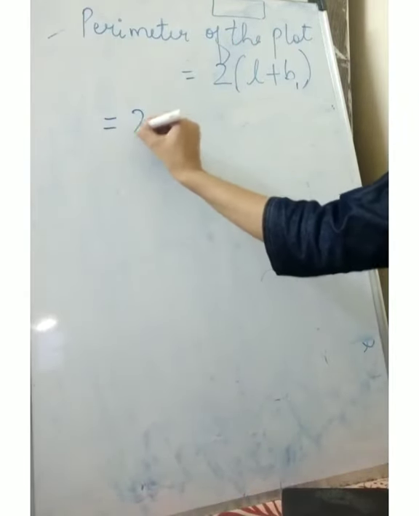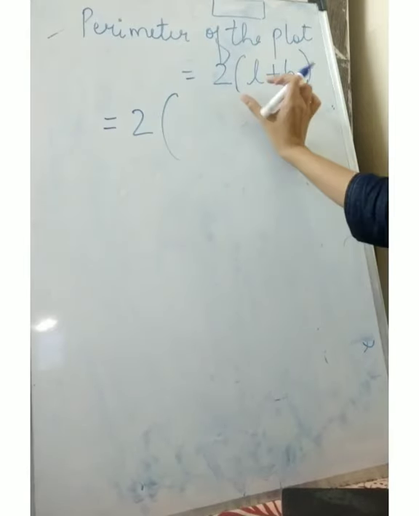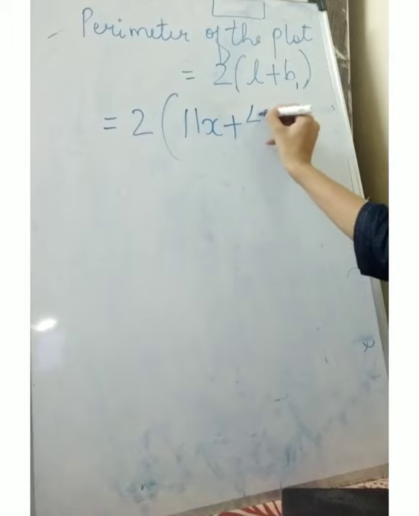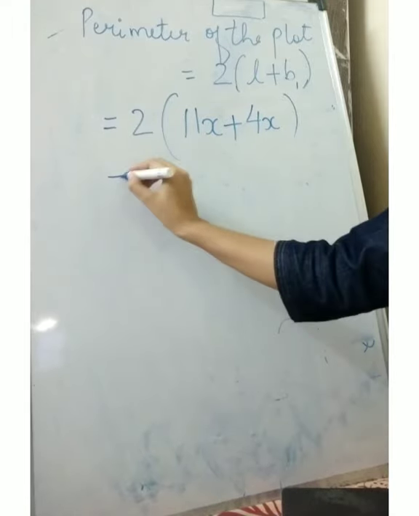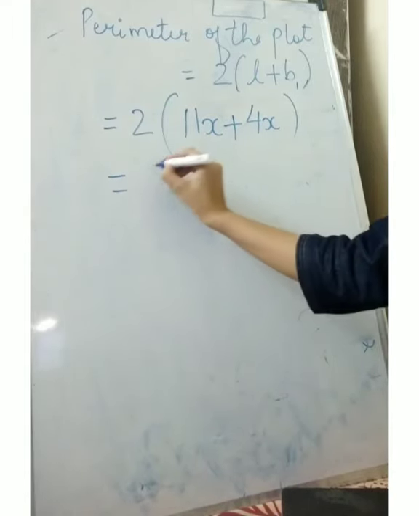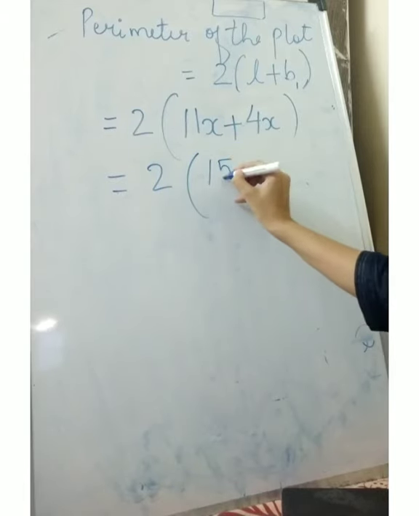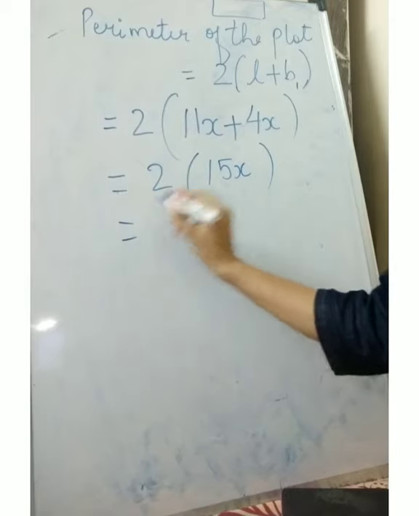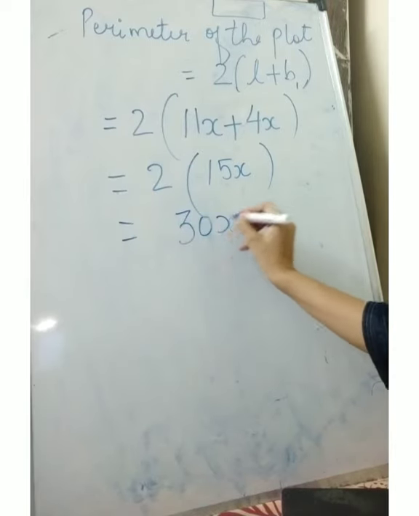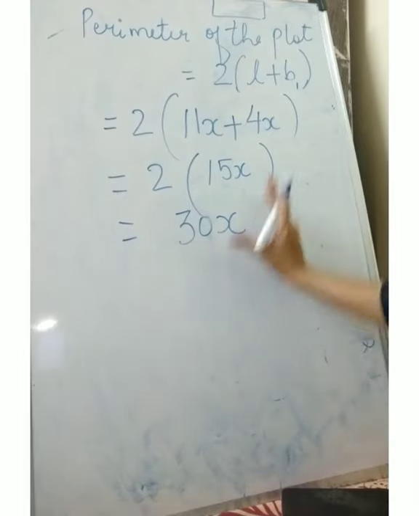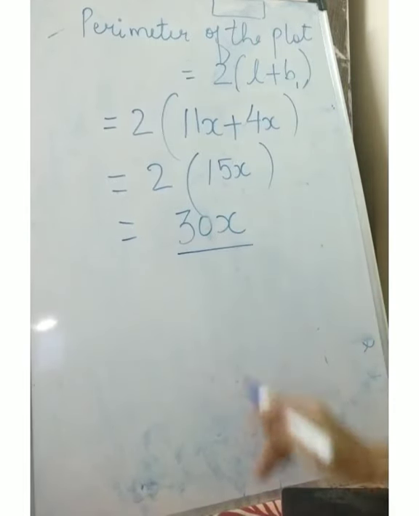Now it is equal to 2. Now what L value is given in the question? That is 11x, and breadth is 4x. Now what are we going to do? The 2 I will keep here. 11 plus 4 is 15x. Now 2 into 15 is 30x. So 2 multiplied by 15 gives you 30x. So the perimeter of the plot is 30x.